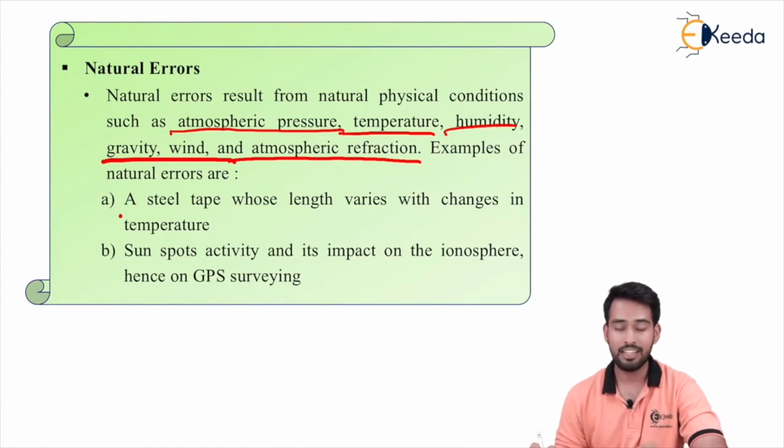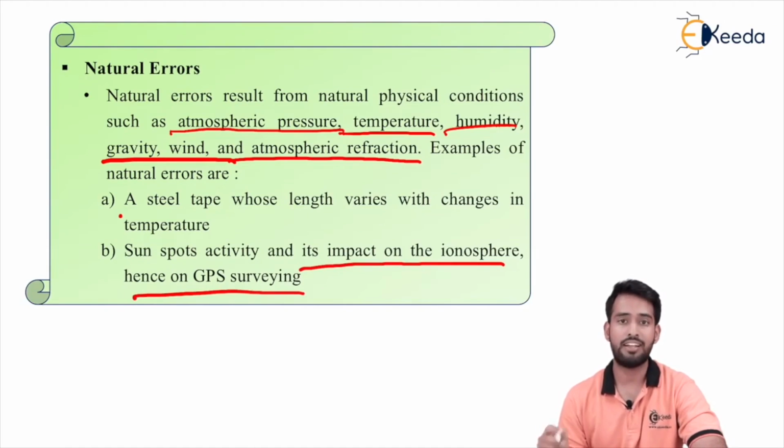Okay. Then some sunspot activity, its impact on the GPS, or while sighting a particular object, because of refraction or reflection from the glass, you can't sight it properly, or you may sight a different object, then there will be an error. So these all come under your natural errors. There are three types of error: personal error, instrumental error and natural error.